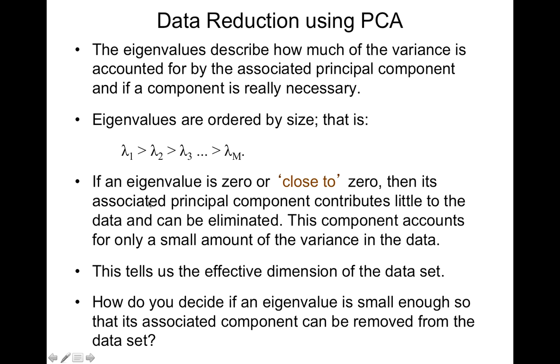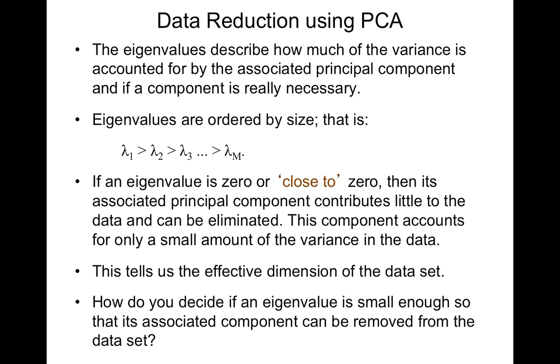So the eigenvalues, remember, describe how much of the variance is accounted for by the principal component and if we really need that principal component. So what you do after you do this reduction is you now take your eigenvalues and you order them by size. And if you get an eigenvalue that is either 0 or close to 0, then basically the principal component associated with that eigenvalue does not contribute much to the data and can therefore be eliminated, because this component would account for only a small amount of the variance of the data. So basically this tells us the effective dimension of the data set.